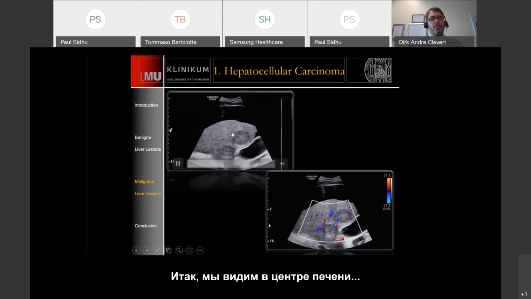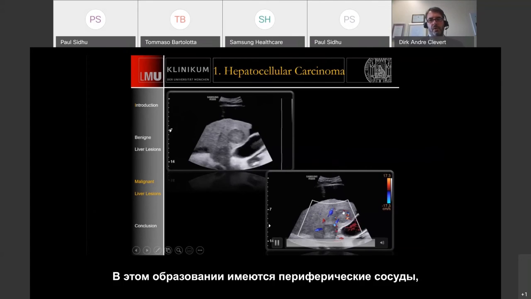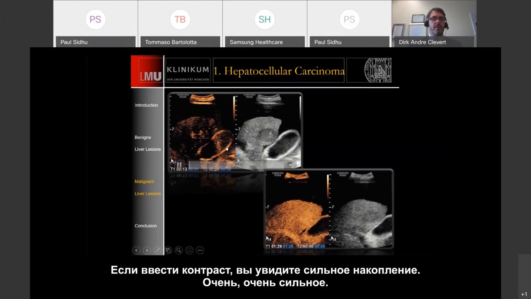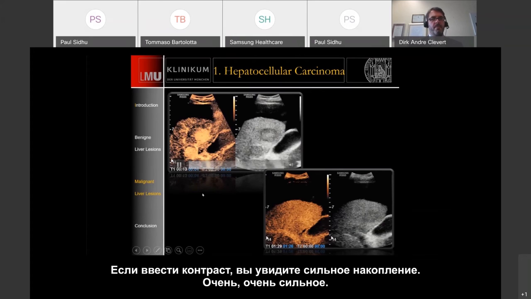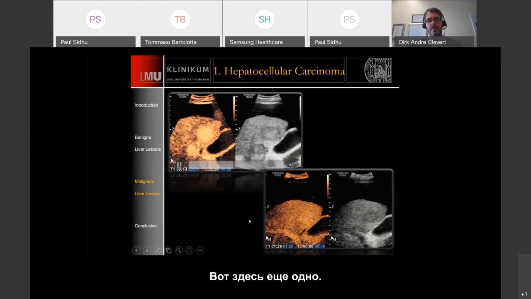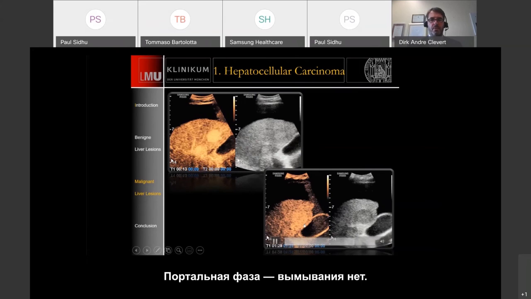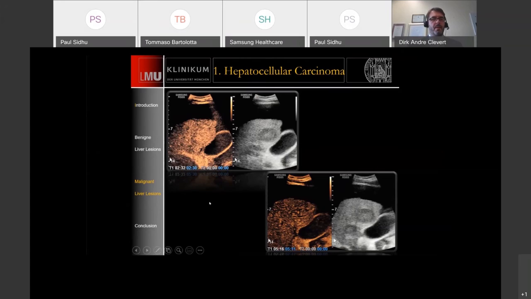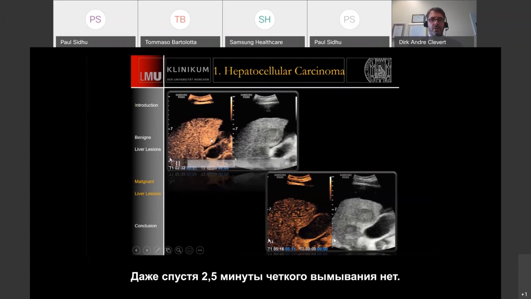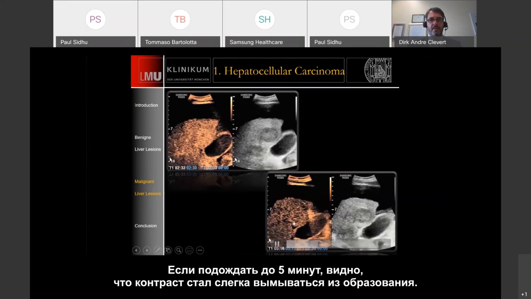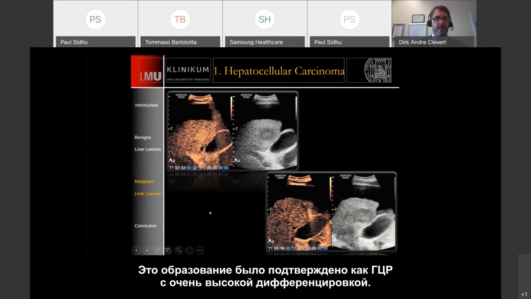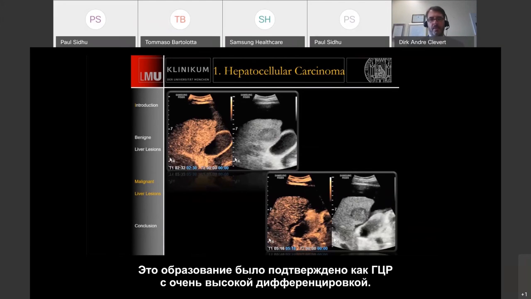So we see in the center of the liver, there's a cirrhotic liver with a lesion. This lesion shows some peripheral vessels, also some central vessels. If we inject contrast, we see a strong uptake, very, very strong. There's another one here. Portovenous phase, no washout. Then we go to the late phase. Even here, after 2.5 minutes, not a clear washout. If we wait up to 5 minutes, now you see a slight washout of this lesion. This was also confirmed as a really well differentiated HCC.